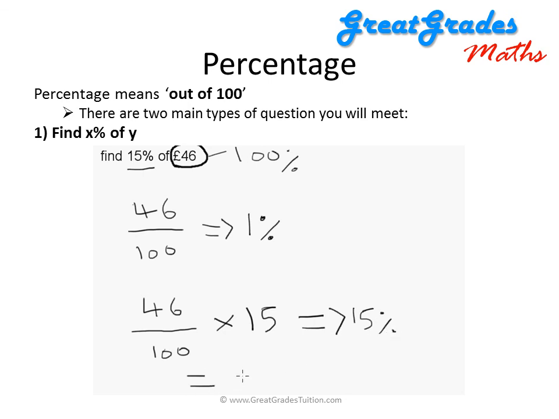So then doing the calculation, 46 divided by 100, well, we don't need a calculator for that, that's 0.46, and then we multiply that by 15, and that gives us a final answer, £6.90.